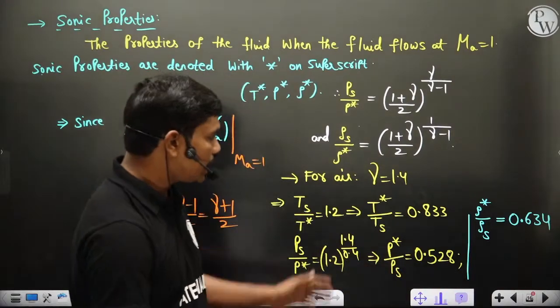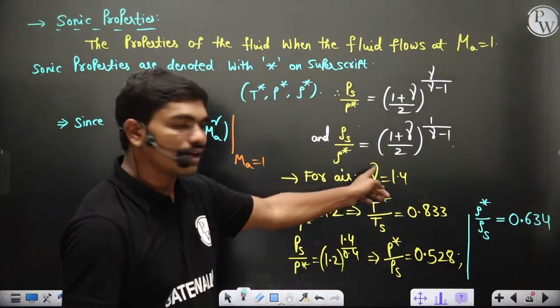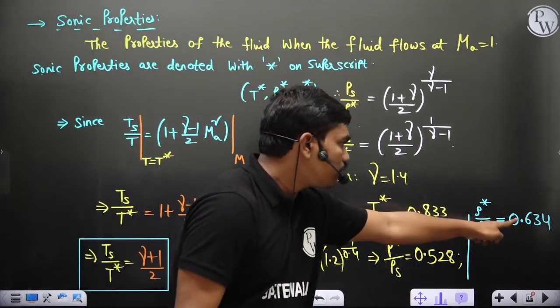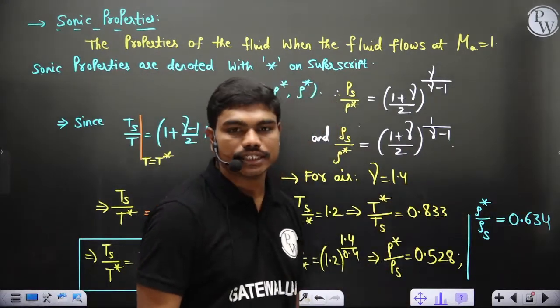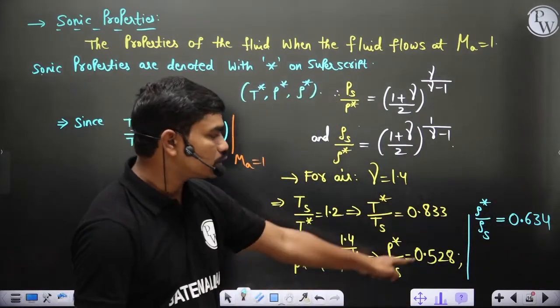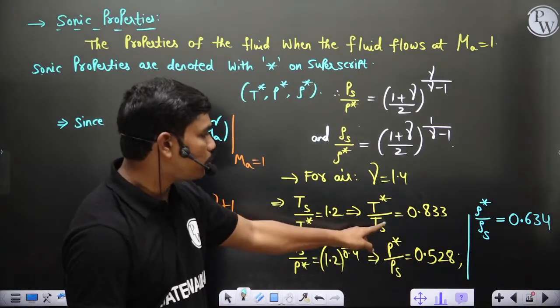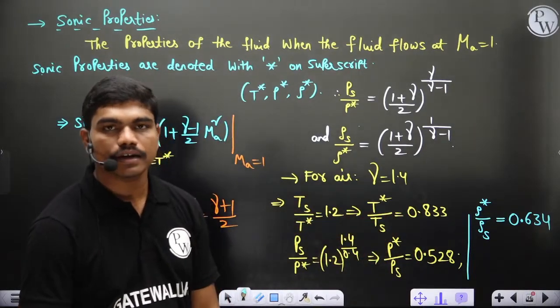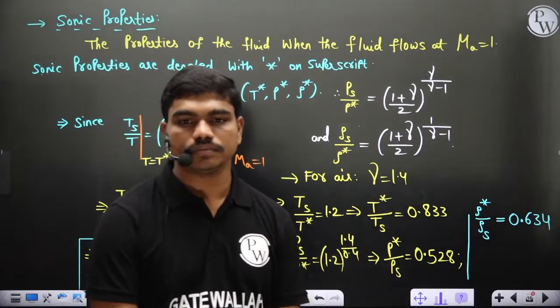Okay, so these are the sonic properties corresponding to atmospheric air actually. This sonic property is 0.64 times of this stagnation density, this is 0.528 times of this stagnation pressure, and this is 0.83 times of this stagnation temperature actually. Clear to all of you?